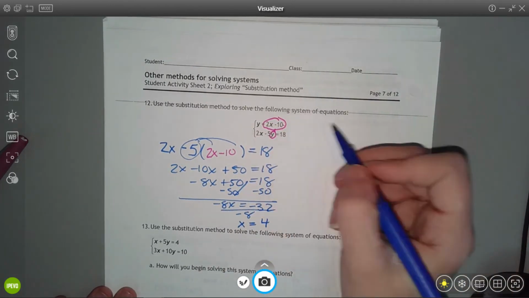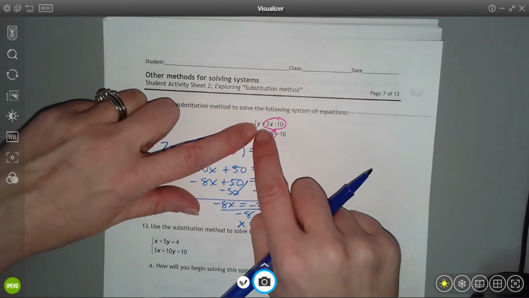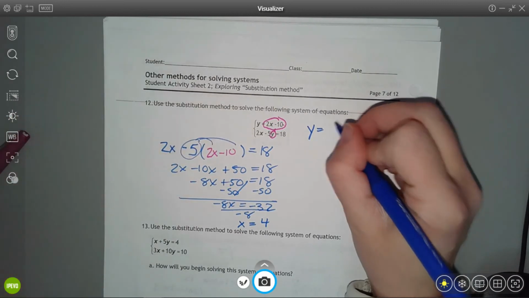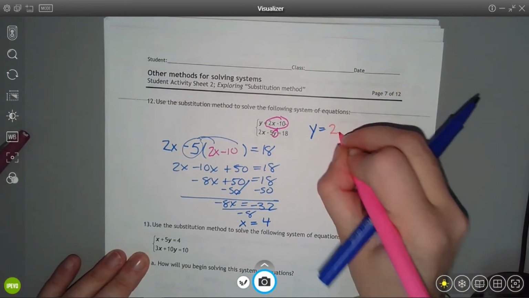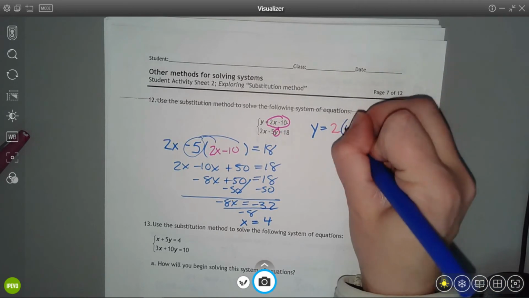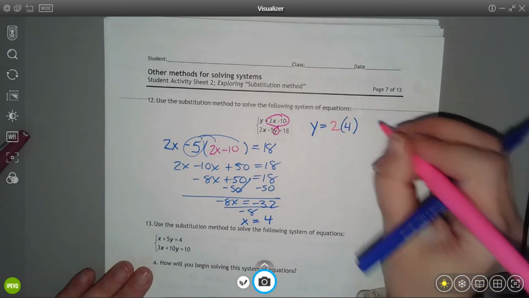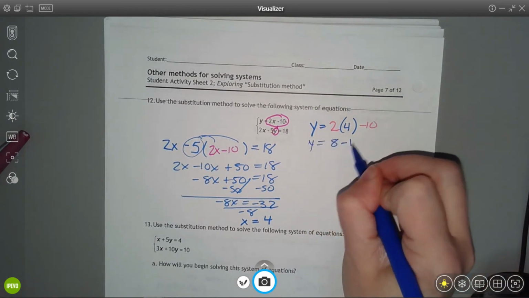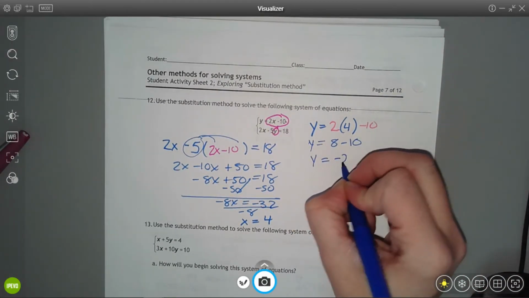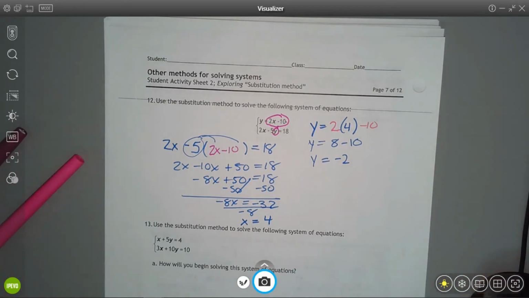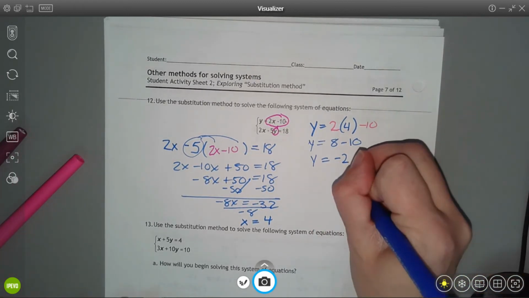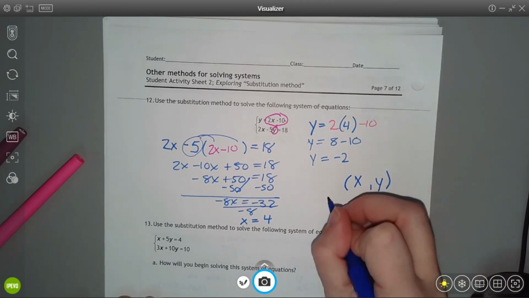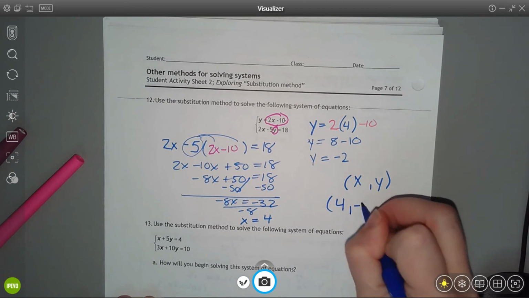I want to take the equation that says y equals. If I'm going to solve for the y, use that one. So I'm going to say y equals 2 times my x value, which we just solved for and said was 4, minus 10. So y equals 8 minus 10. Y equals negative 2. Agile Minds doesn't require you to write them as an ordered pair, but these are points. This is a point where they cross the line. We write them as x comma y. So I'm going to write this answer as 4 comma negative 2.